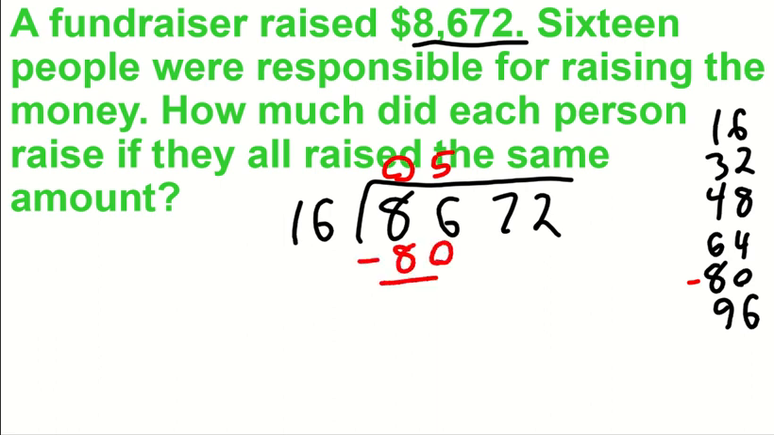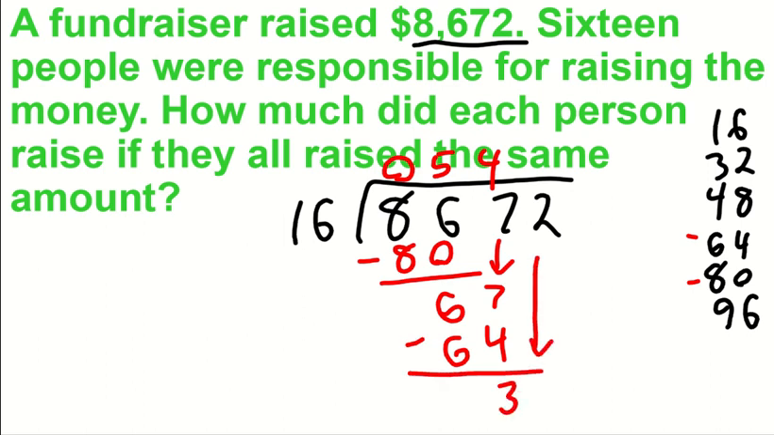We subtract. 7 comes down. 16 goes into 67 4 times. That makes 64. We subtract. 2 comes down. We got 32 right there, so that's 2 times. Ran out of space. We subtract. No remainder, though. Any questions with that?